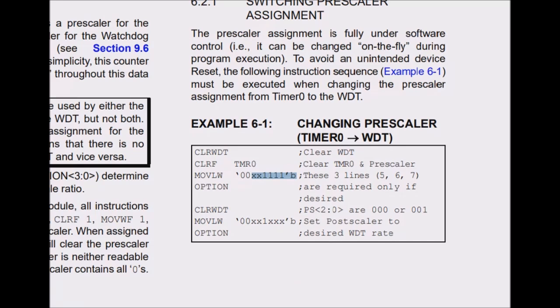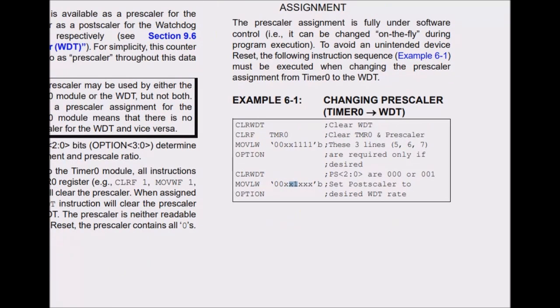Are required only if desired. CLRWDT, clear Watchdog timer. PS2 to 0 or 001. MOVLW 001. Set postscaler. OPTION desired WDT rate. Well, I don't fully understand that.